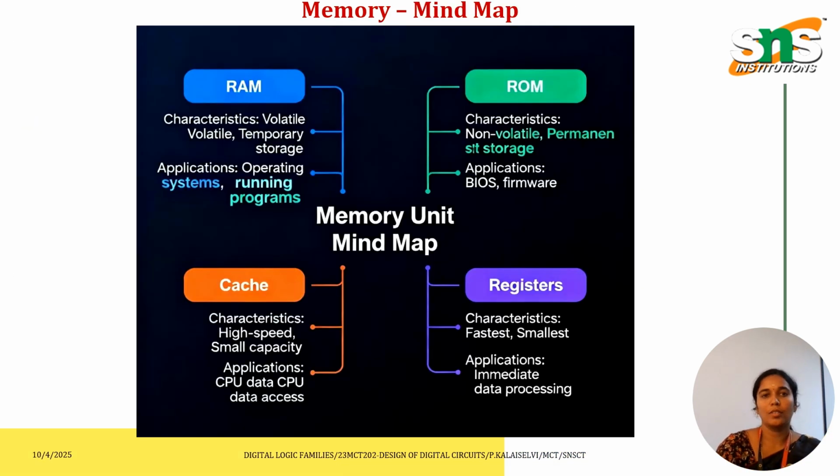This is a simple mind map of memory. We have the memory unit with hierarchies like RAM and ROM, which are primary memories, and then secondary memories like cache and registers. So this is the mind map of the topics of memory that you are going to study. In the next class, we will see the individual RAM and ROM functioning and their types. Thank you.